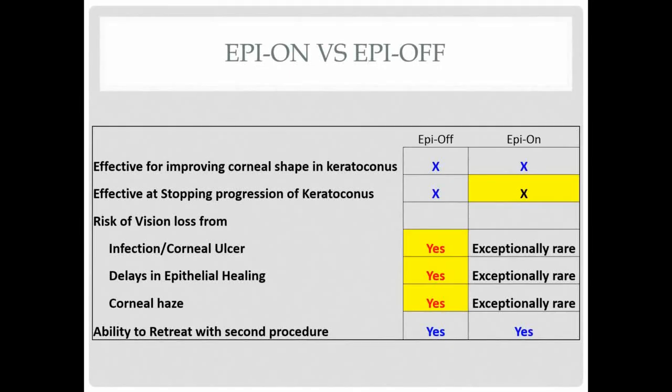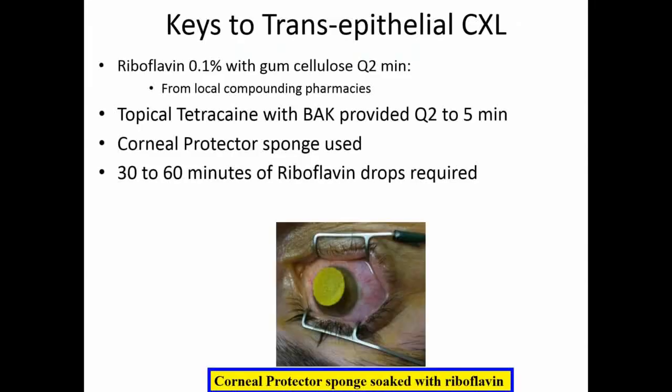Now, epi-on can be as effective as epi-off, and so we've been using that in our clinical trial for the last 5 years plus. And so we find it's just as effective in our hands at stopping progression of keratoconus, but also helps improve the corneal shape in many patients. And thankfully, the risks of infections, delays in healing, or corneal haze are very rare with epi-on. And with both procedures, since there's about a 2 to 4% typically risk of progression or needing a second treatment, they both can be repeated safely.